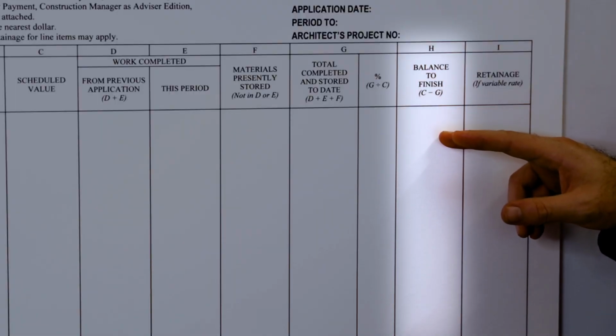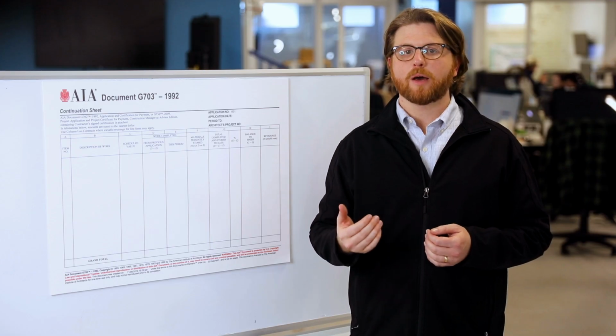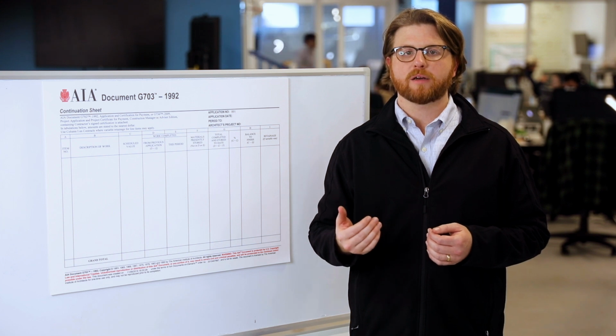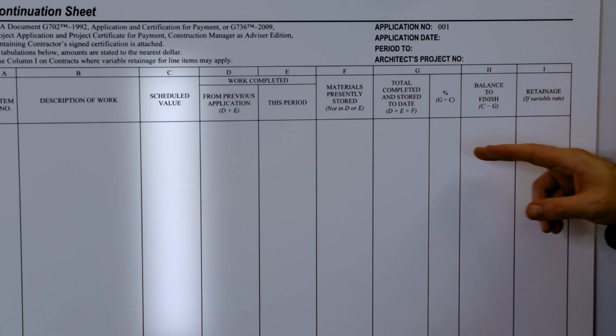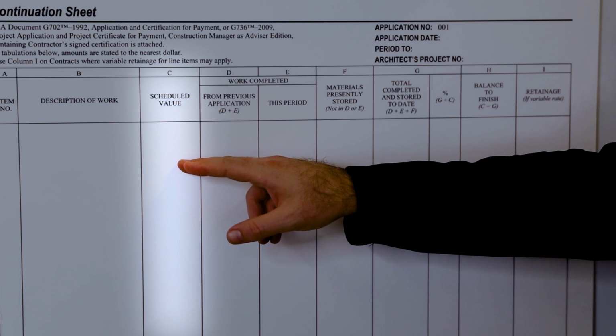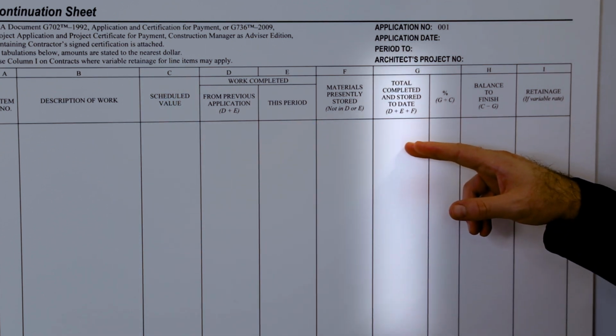Then there's column H, the balance to finish. This column will tell you how much money you need to finish the work on each line item, and it's another pretty easy section. Just take the amount from column C, the scheduled value, and subtract column G, the total completed and stored to date.